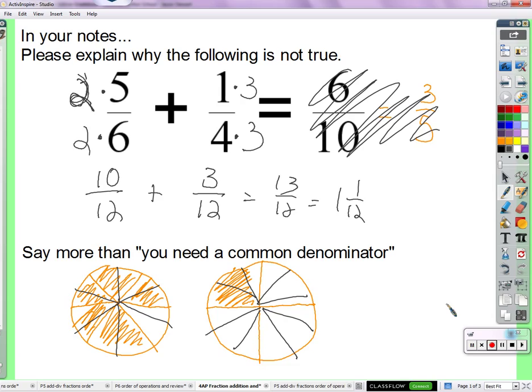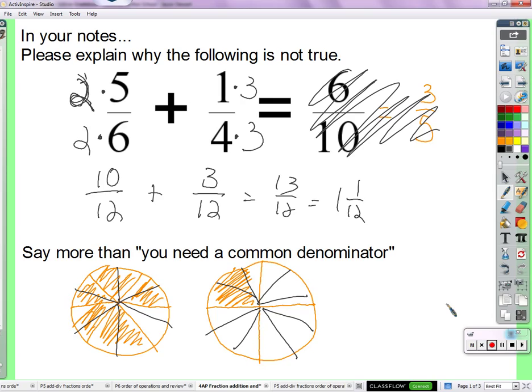What is different about them? What's different about a 6th and a 4th? Everything's different. Well, they're both pieces of a whole. Their value and their size. Okay, their value, their size. A 6th is less than a 4th. A 6th is not the same as a 4th. If we look at it as pieces of a whole, a 6th is smaller than a 4th. So what we need to do is fix that problem of them being different sizes or different values.